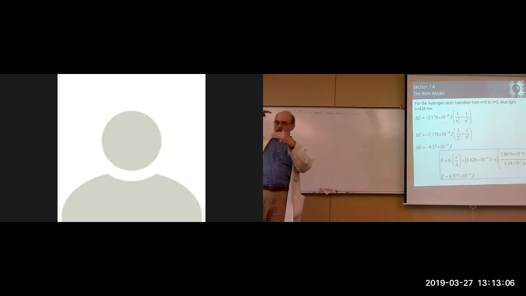Okay, so here's an example. For the hydrogen atom, a transition from 5 to 2, we're going to get blue light. And remember, the greater the transition, the shorter the wavelength, the higher the energy, the bigger the frequency. Okay? So in this case, we're going from 5 to 2. So 2 is the final, 5 is the initial. Then we just reduce that to its value, multiply by this, and we get this value for joules. So that's the energy for that transition.